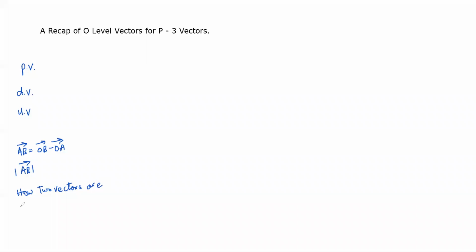And then knowing how two vectors are parallel to each other, okay? How are two given vectors parallel to each other? So we start from this position vector. Does anyone remember what we mean by the position vector?